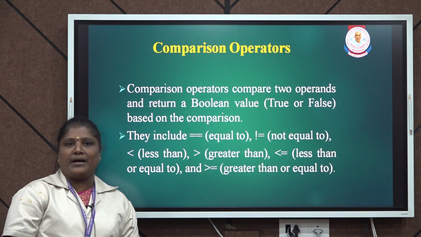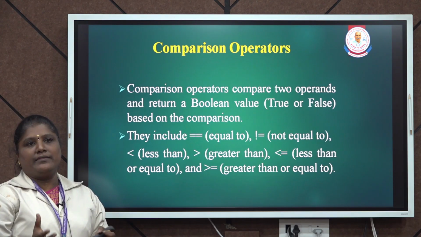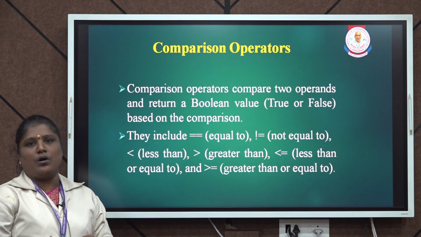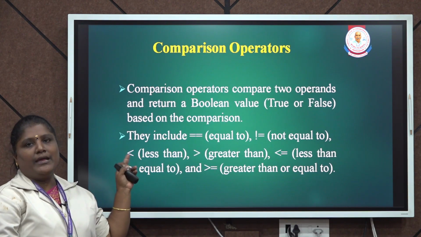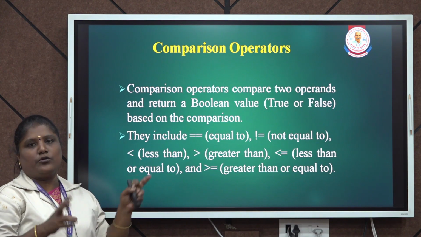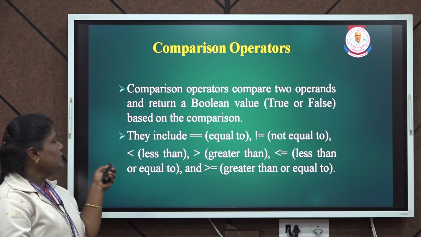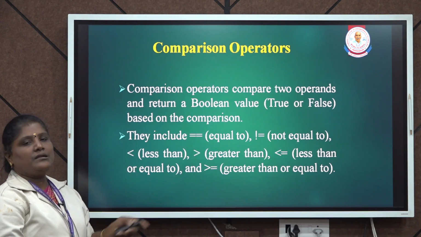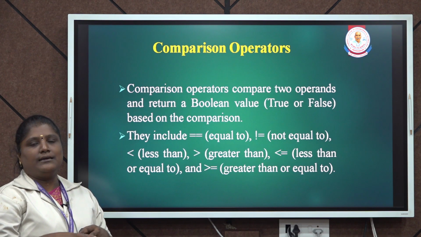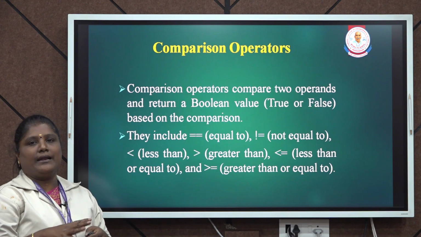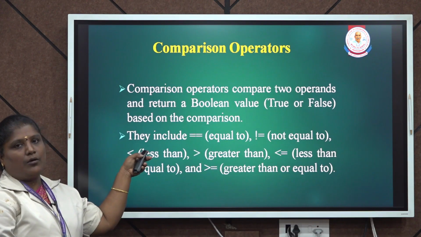What is meant by comparison? It is used to compare two variables, to find whether the condition is true or false. So, the data type we use is the Boolean data type. A Boolean data type contains two values, one is true and the other is false. So, we use the symbols equal, not equal, less than, greater than, less than or equal to and greater than or equal to. These operators are known as the comparison operators.